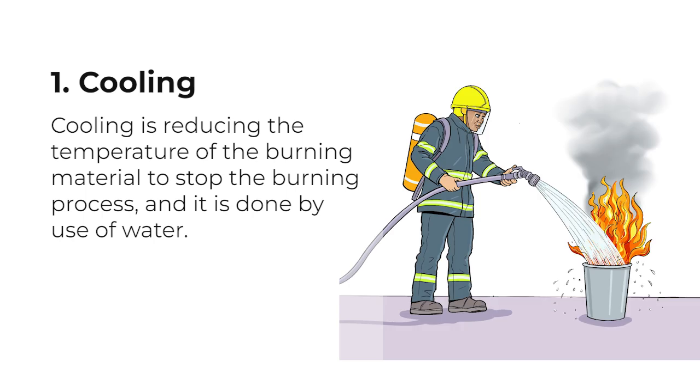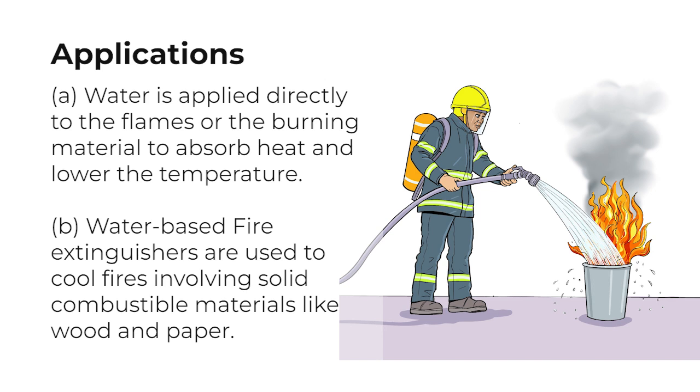Number 1, cooling. Cooling is reducing the temperature of the burning material to stop the burning process, and it is done by use of water. Water is applied directly to the flame or the burning material to absorb heat and lower the temperature. Water-based fire extinguishers are used to cool fires involving solid combustible materials like wood and paper.